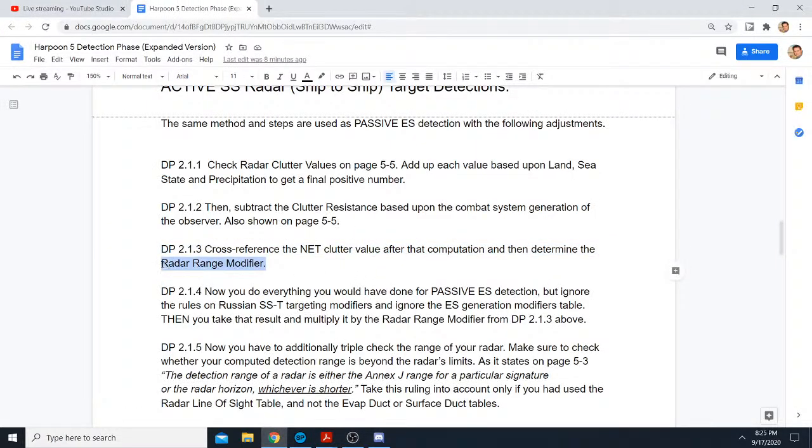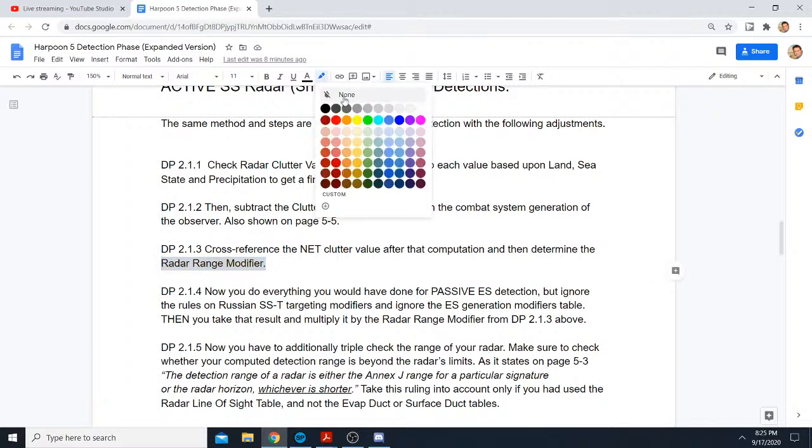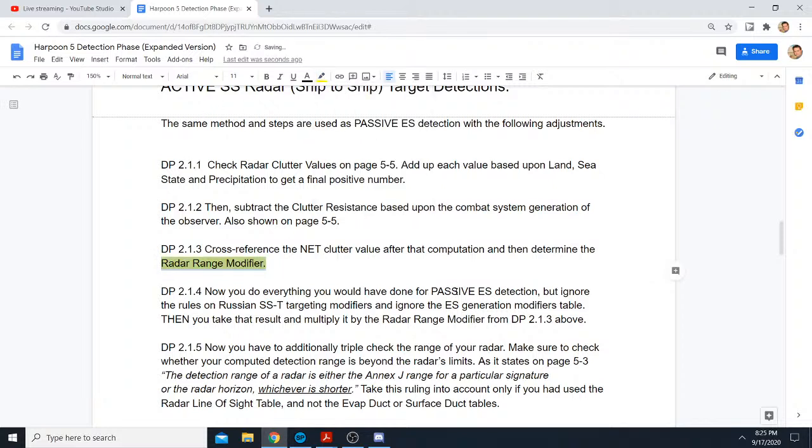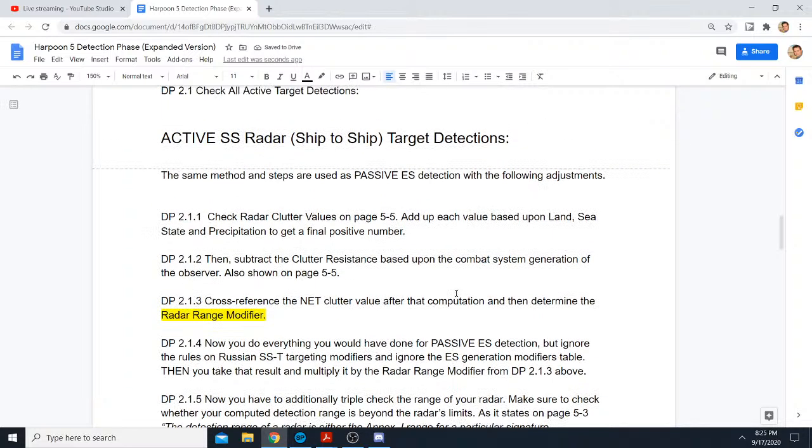Can I make a comment real quick? Yep. That clutter value, I don't know, it's not additive. You pick the highest value. No, you are correct. Actually, I think I just saw that.